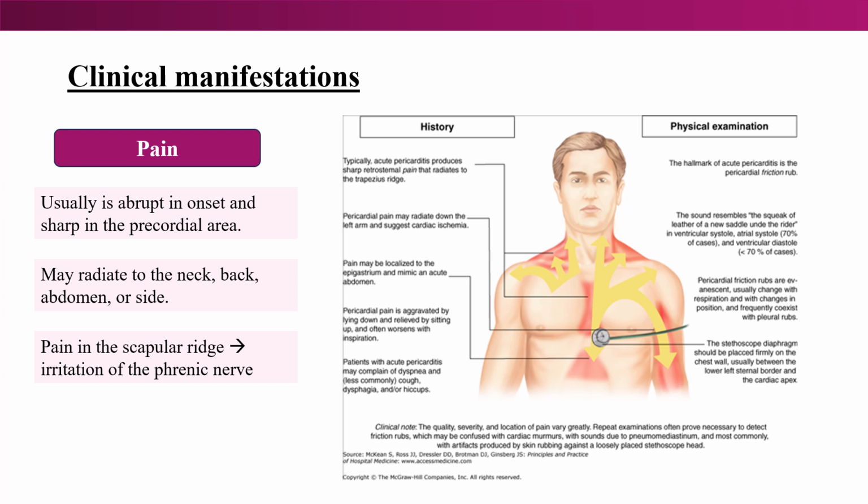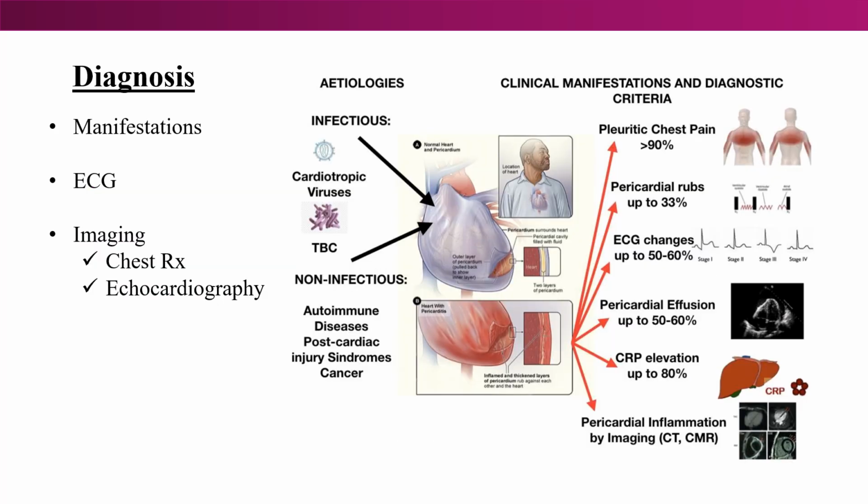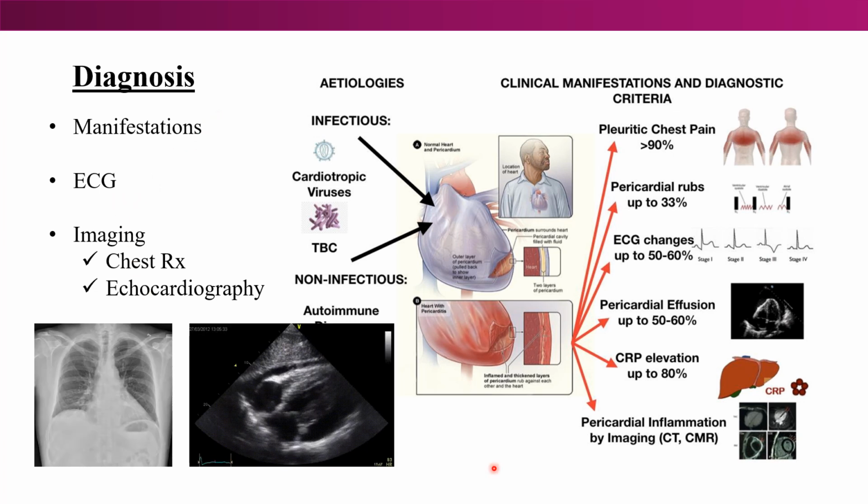The pain typically is worse with deep breathing, coughing, swallowing, and positional changes because of changes in venous return and cardiac filling. The person often finds relief by sitting up and leaning forward. It is important to differentiate the chest pain from pericarditis from acute myocardial infarction or pulmonary embolism. Diagnosis. Diagnosis of acute pericarditis is based on clinical manifestations, ECG, chest radiography, and echocardiography.